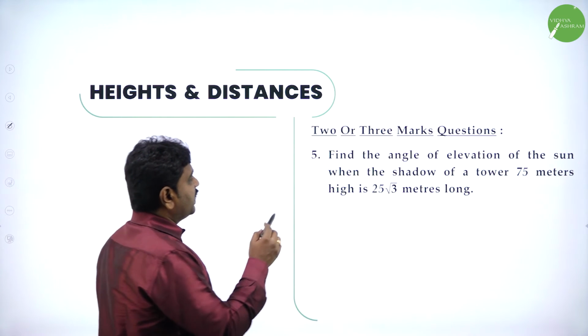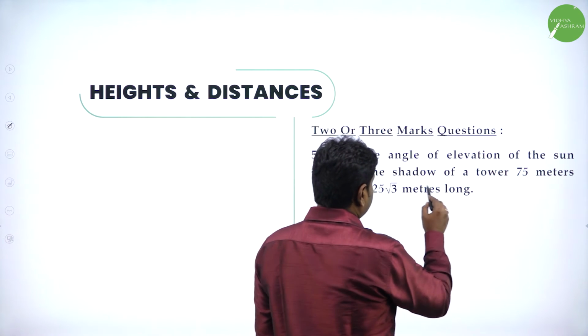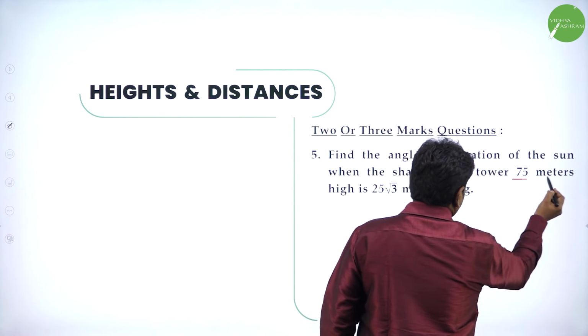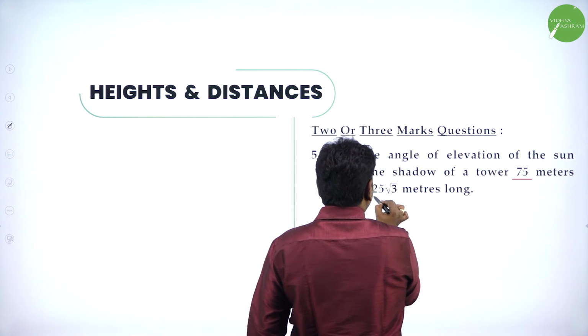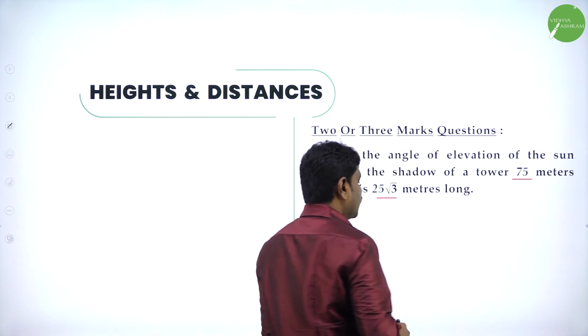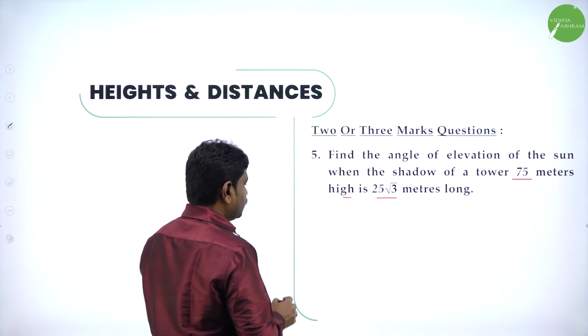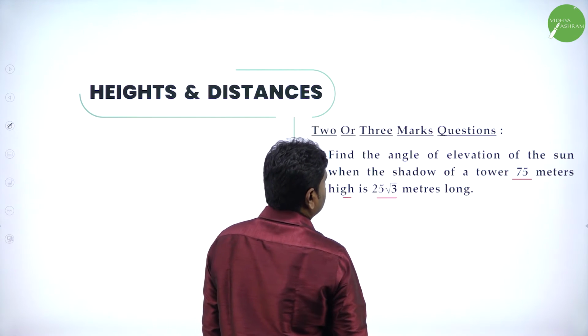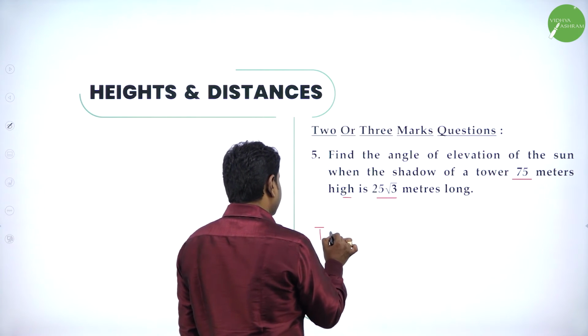Then find the angle of elevation of the sun when the shadow of a tower 75 meters high is 25 root 3 meters long. Very interesting. So now first we'll assume the tower. Let TF be the tower.